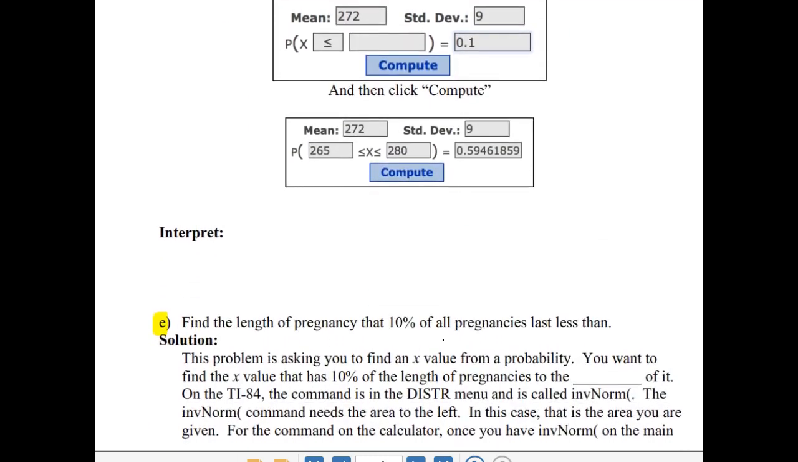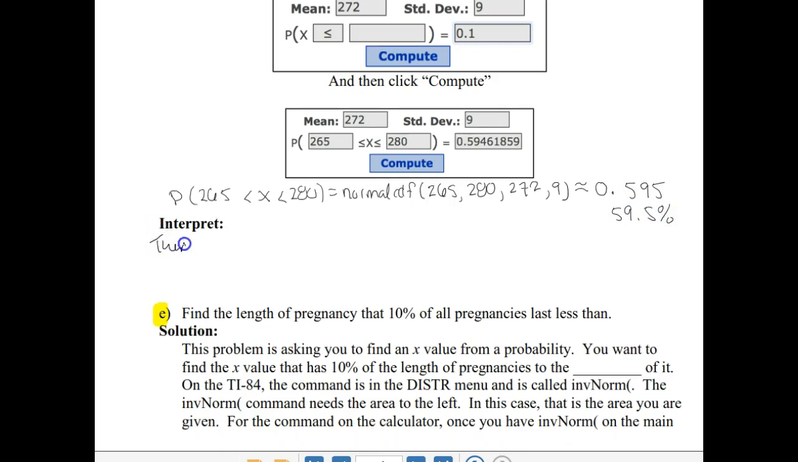All right, so if we put all of this together, we're going to get the probability that x is between 265 and 280 is equal to normal CDF 265, 280, 272, 9. And if we round that value off, it's about 0.595 or about 59.5%.